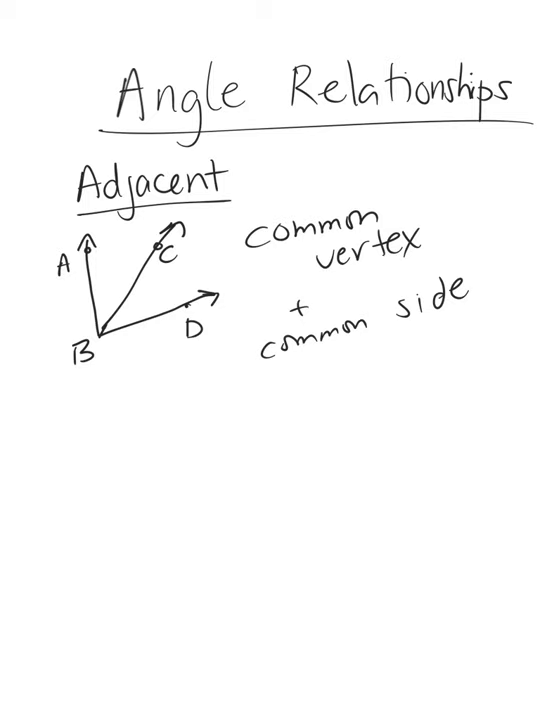So who can name one of those angles? B and D. It has to be three letters. A, B, D. A, B, C is one.